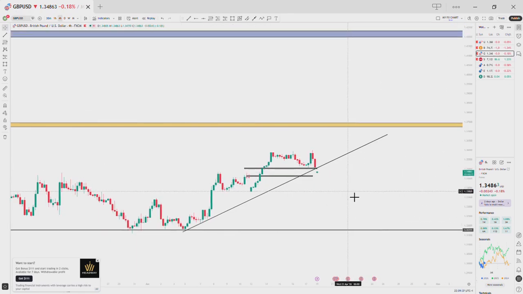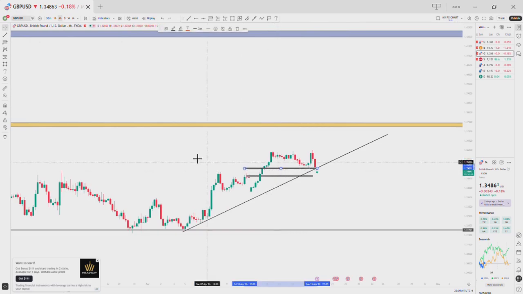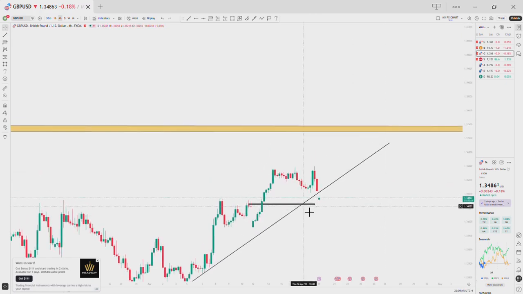So what am I looking for on GBP USD? I'm going to take another entry all the way to the upside. This demand zone has been validated already. I'm going to take trades to the upside. I'm still looking bullish on GBP USD.